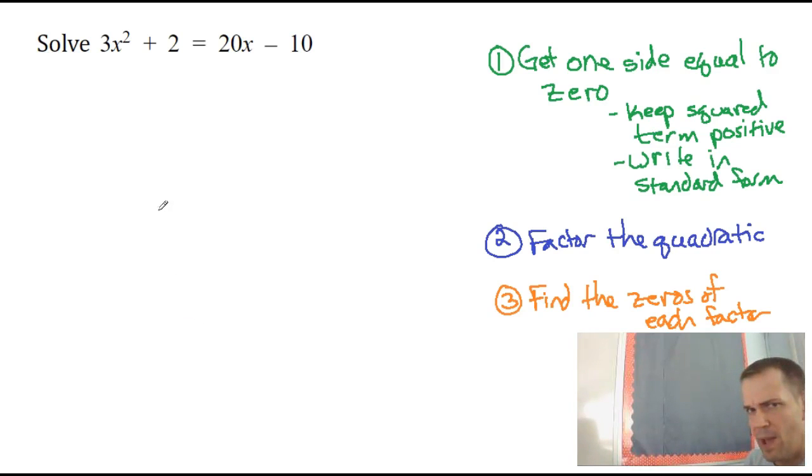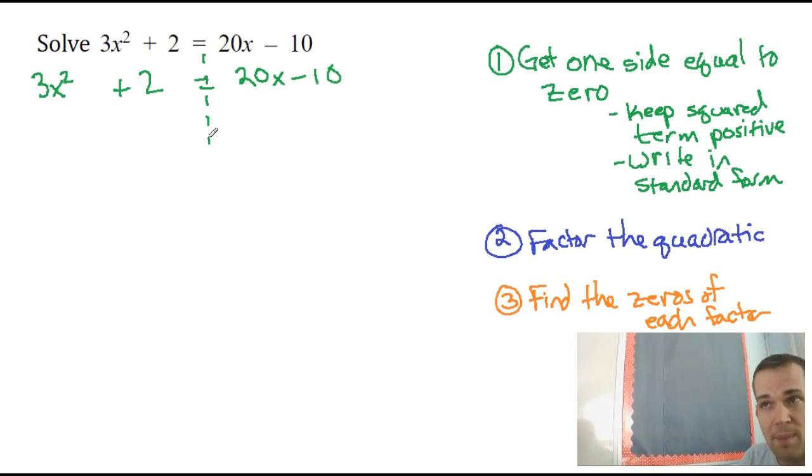So, like any good math student, I'm going to start by first copying the problem down. It's 3x squared plus 2, I'm giving myself some space here, equals 20x minus 10. And I like to draw a little line to remind myself which side of the equation is which. And I want one side to equal 0. And I do want to keep that squared term positive. It's just a really good habit to get into. It makes the rest of the problem easier.